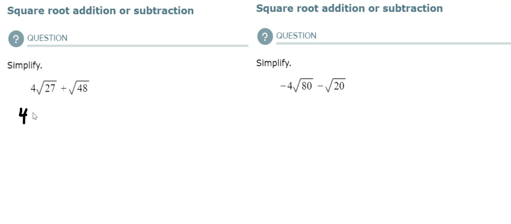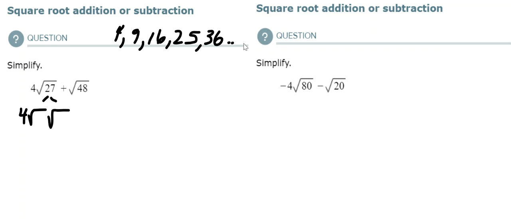Whatever's out in front just comes down, and then I'm going to break apart the square root of 27. We're looking for factors that are perfect squares. Numbers you're looking for are those divisible by 4, 9, 16, 25, 36, etc. Typically you'll be looking for the first three unless it's a larger number under the radical. In this case, 27 is divisible by 9, and I would need to do 9 times 3 to get 27.